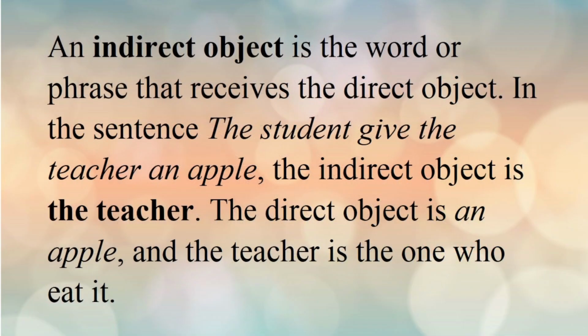Now, let's see what the indirect object is. An indirect object is the word or phrase that receives the direct object. In the sentence, the student gives the teacher an apple. The indirect object is the teacher. The direct object is an apple, and the teacher is the one who receives it.